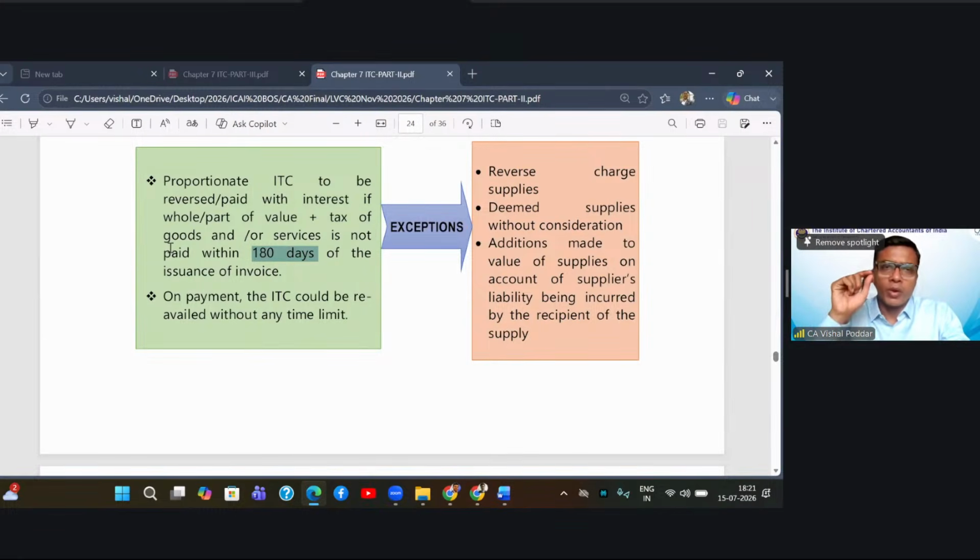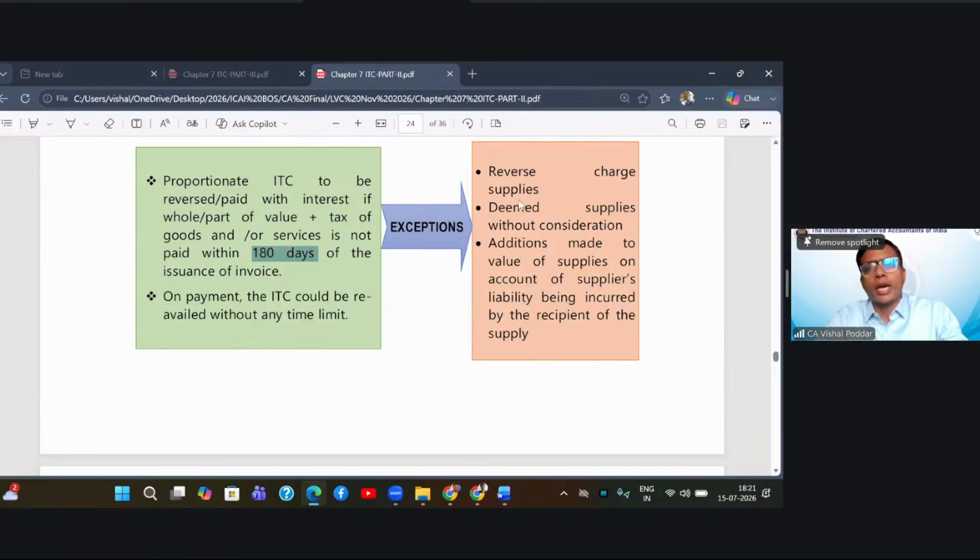Now, if for any reason you have not made payment to your supplier, either wholly or partly, then the law requires that you for the time being reverse the ITC to the extent of the unpaid amount. So after the end of this 180 days, if still amount is unpaid, to the extent of the unpaid amount, you should reverse the ITC. And then in future, whenever the payment is made, you can reclaim. And for this reclaim, there is no time limit of 30th November, right?